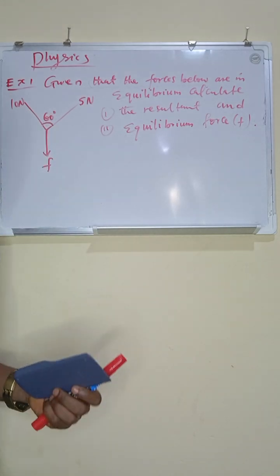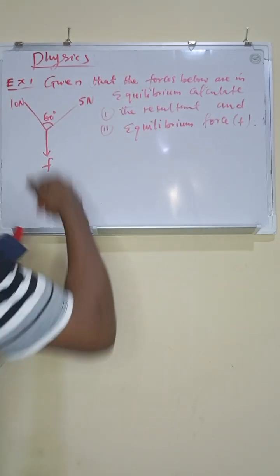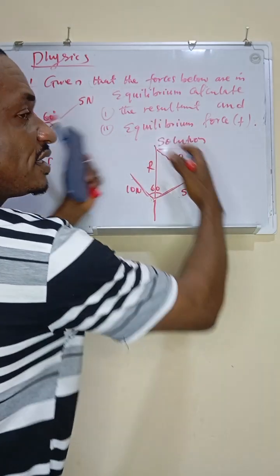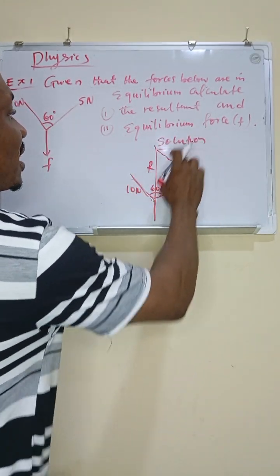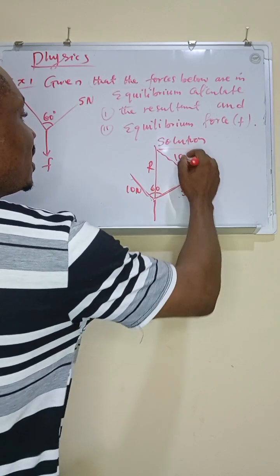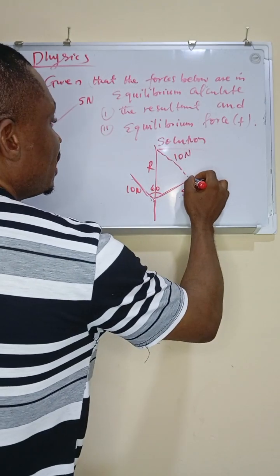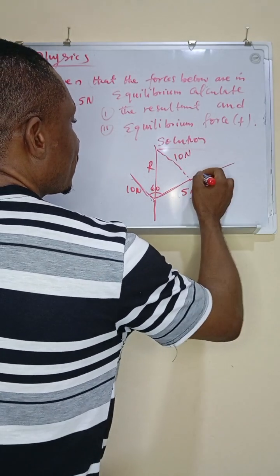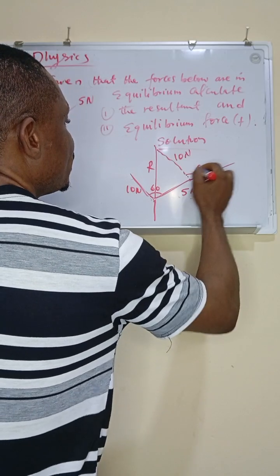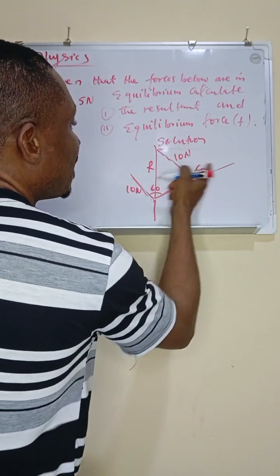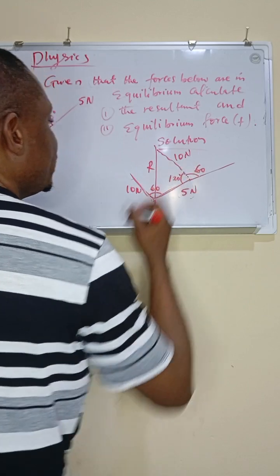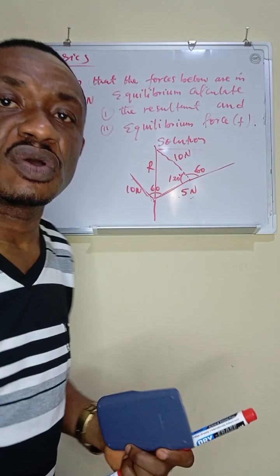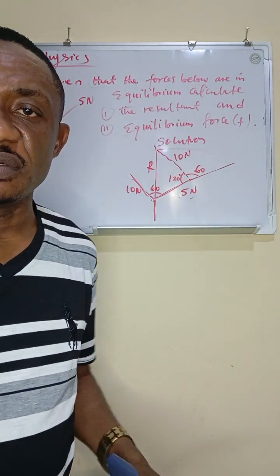So what do you need to do? You have to reproduce this. That is the parallelogram law, the two adjacent sides. So if here will be 10 Newton, then produce this line now. This angle will be equal to 60, so here now will be 180 minus 60, which is 120 degrees. Then we use what we call the cosine rule.